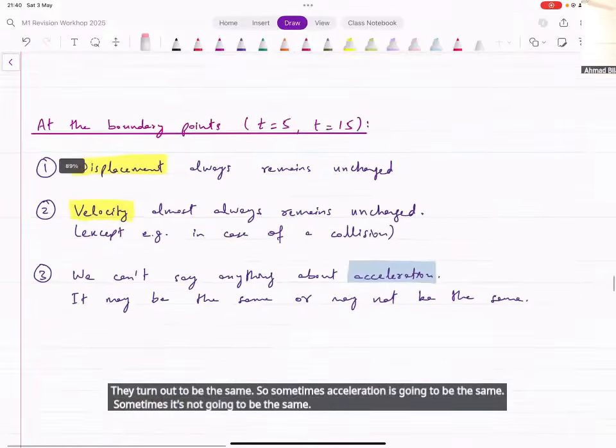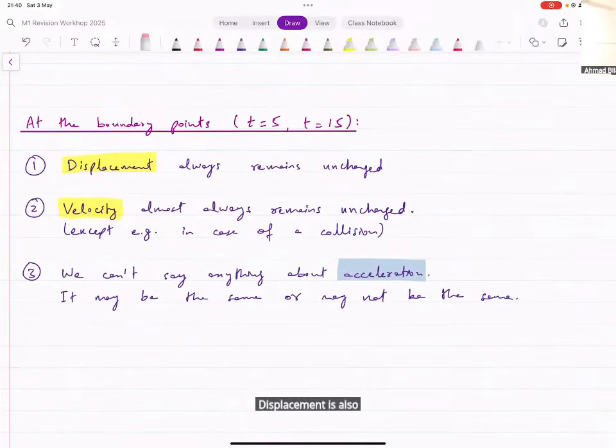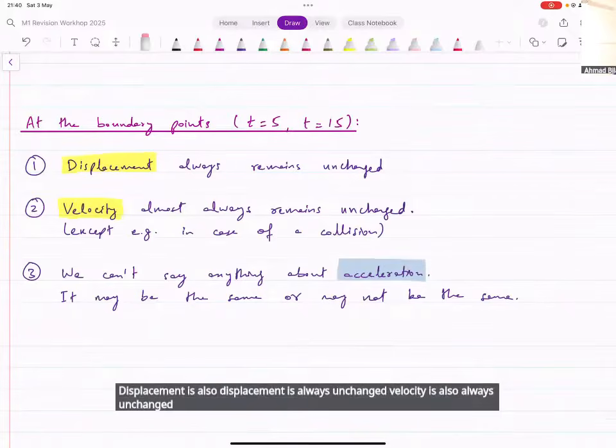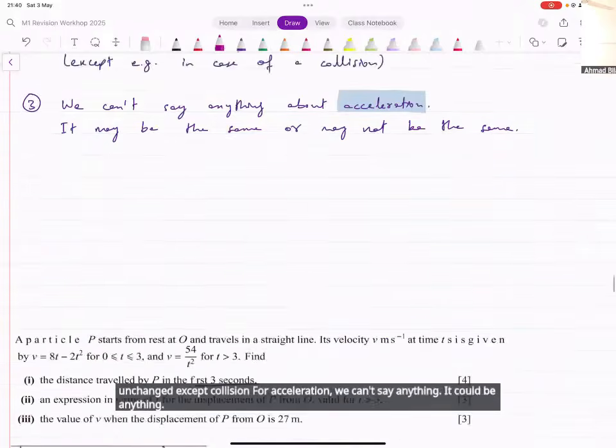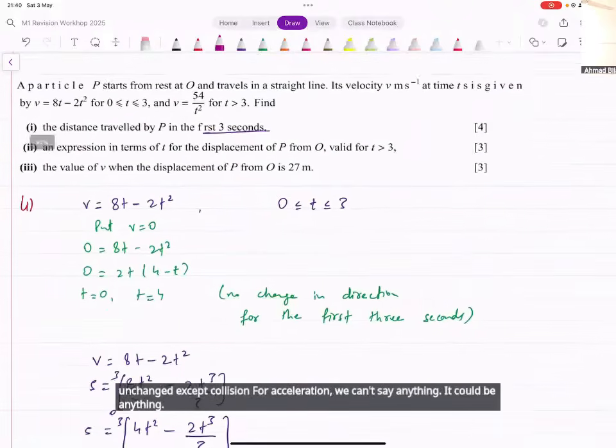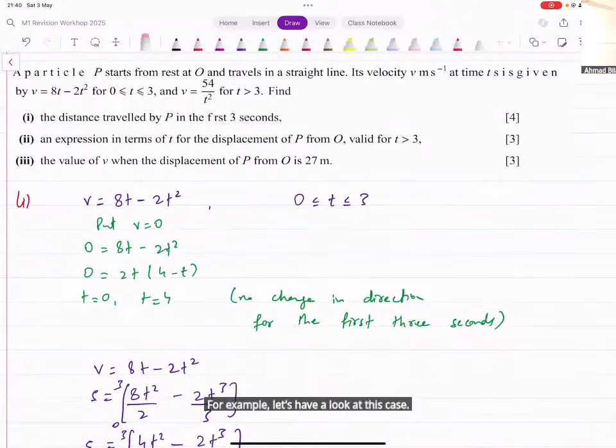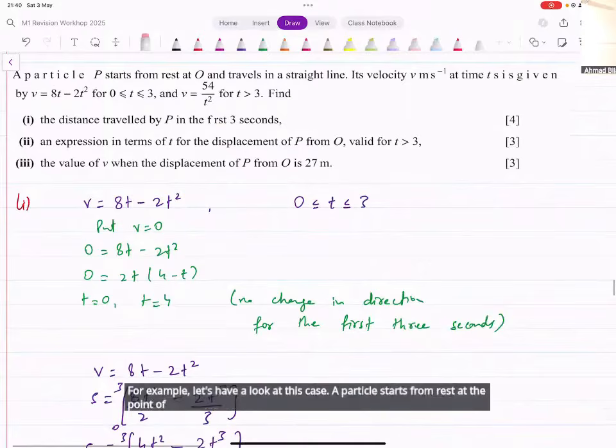Displacement is always unchanged. Velocity is also always unchanged, except collision. For acceleration, we can't say anything. It could be anything. For example, let's have a look at this case. A particle starts from rest at the point O, and it travels in a straight line.